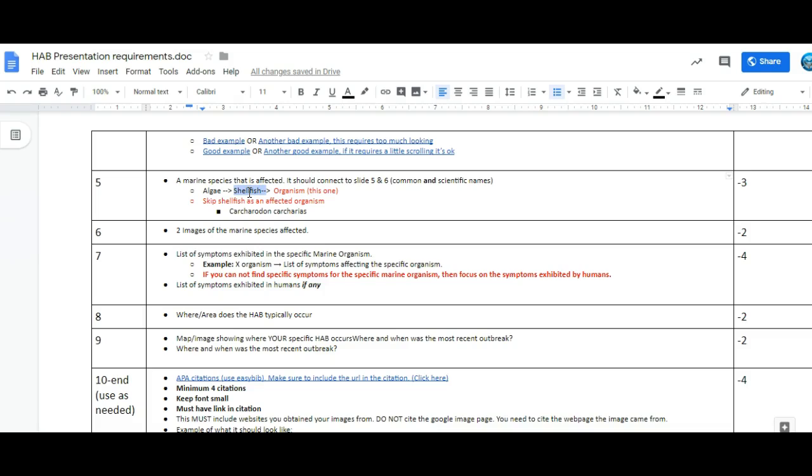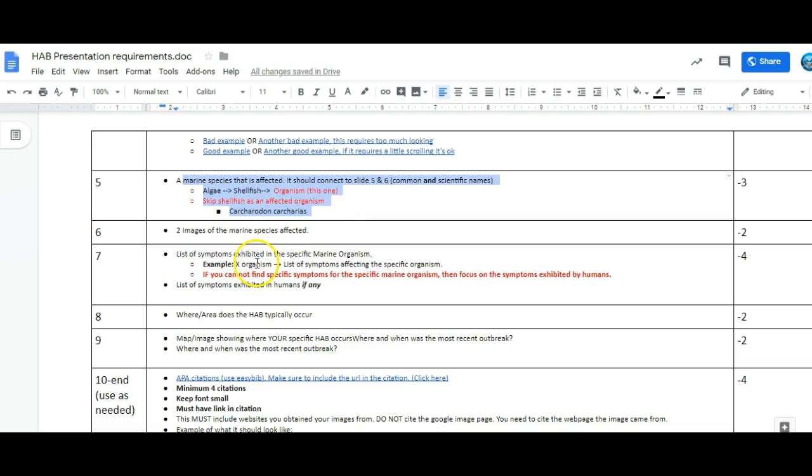Do they have to eat shellfish to get sick or to get hurt? No. Some of your HABs, just by swimming in the water, you are going to have some effects from the HAB. Now, number 5, I don't need to know anything other than organism names. So either marine species or humans.